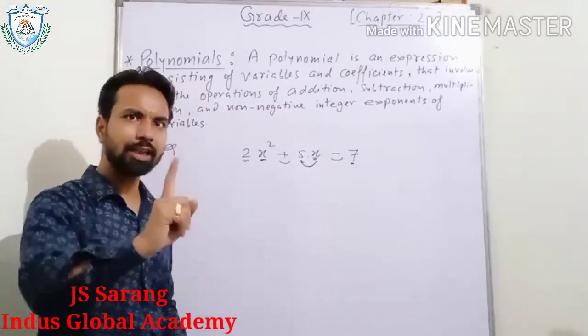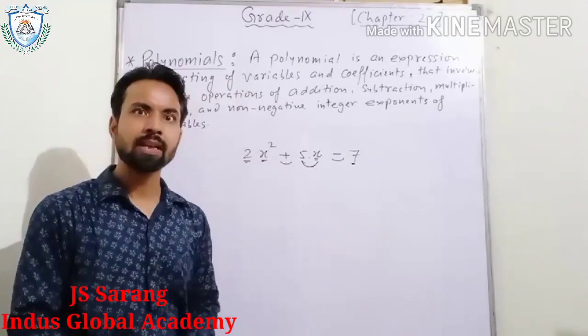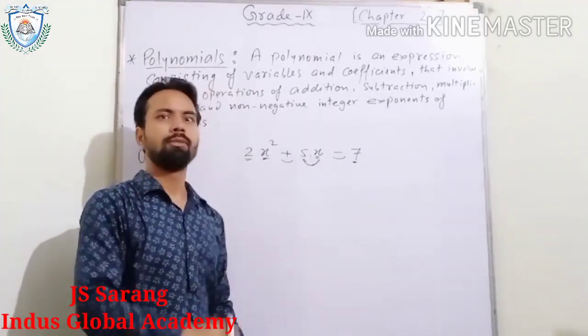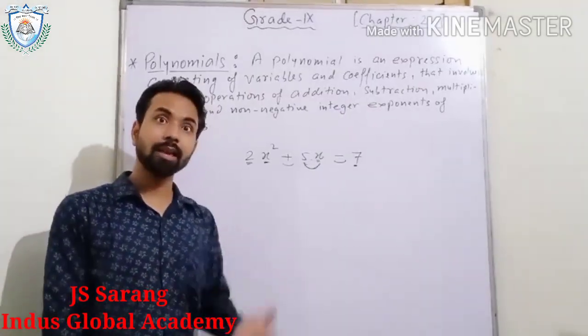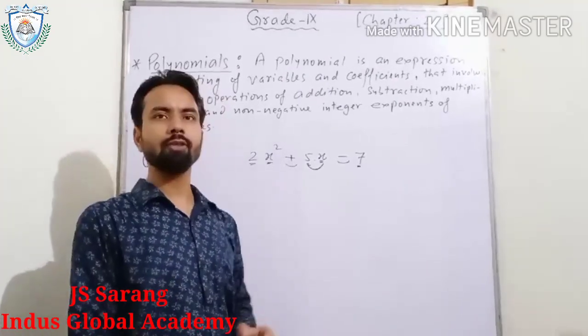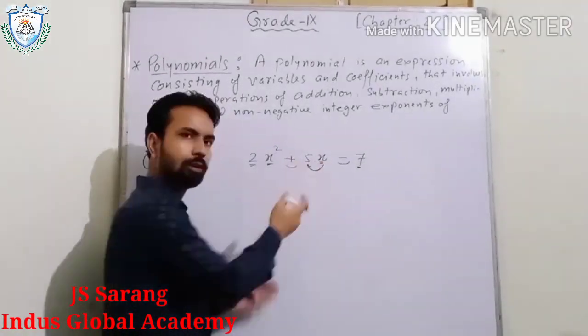Understood? So the first condition is that a polynomial is an algebraic expression. So this is an algebraic expression. Second condition, that it consists of variables and coefficients. So variables and coefficients are here. Third condition, that it involves the operations of addition, subtraction and multiplication. So addition, subtraction and multiplication all are here.